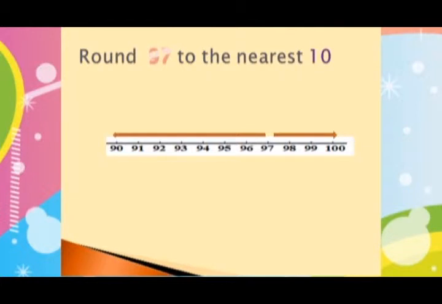Let's try another one. Round 97 to the nearest 10. 97 falls between 90 and 100. 97 is closer to 100. Therefore, 97 rounded to the nearest 10 is 100.